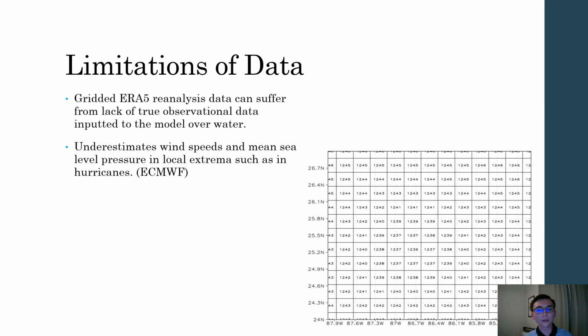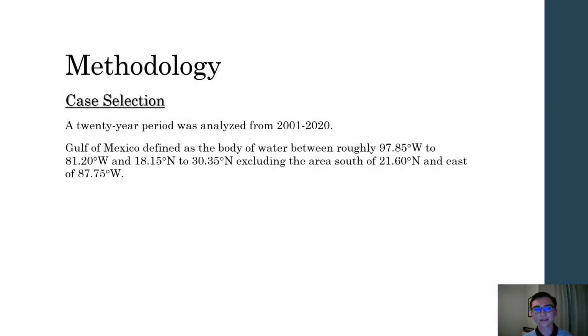And so one pitfall with some of these gridded data, especially in tropical systems where we have such high wind speeds and such low pressure, sometimes it can underestimate the wind speeds themselves and the mean sea level pressure as well in some of these local extreme events such as in hurricanes. Now, the research here is less focused on the actual speeds and the pressure values, as we're looking more so in the upper levels and more so in the geopotential heights around some of these tropical cyclones.